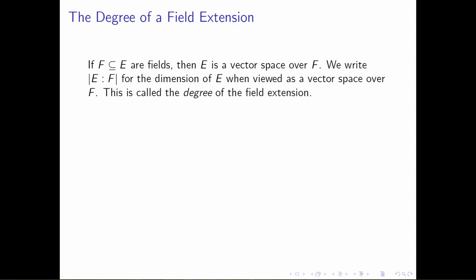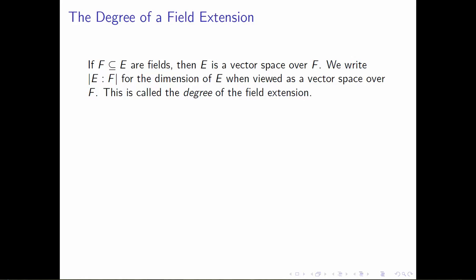Now, the next thing we want to define is the degree of a field extension. Recall that when we covered vector spaces, if we have nested fields where F is contained in E, then we can think of the larger field as a vector space over the smaller field. And as a vector space, it has some sort of dimension. It could be infinite dimensional or it could be finite dimensional. The dimension of the larger field when viewed as a vector space over the smaller field is going to be called the degree of the extension.